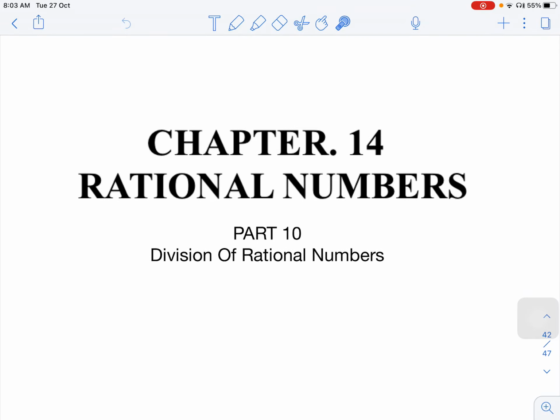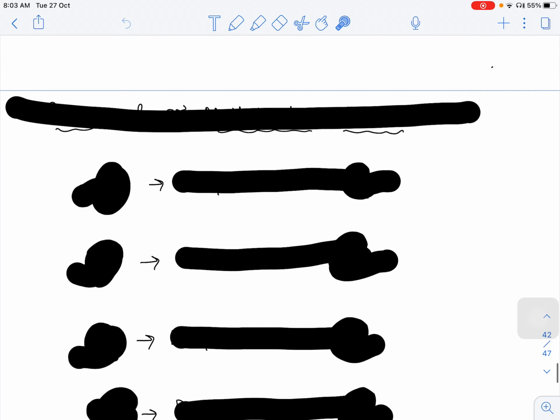So, hello students. Today we are going to learn chapter number 14, that is rational numbers of class 7. In today's part, we are going to learn division of rational numbers. In the previous part, we have seen multiplication of rational numbers. Okay, so let us start it.